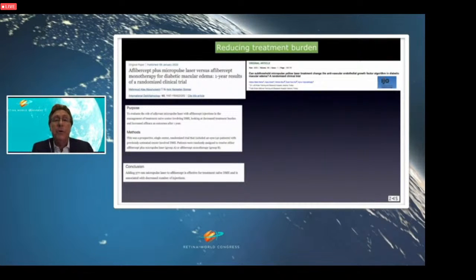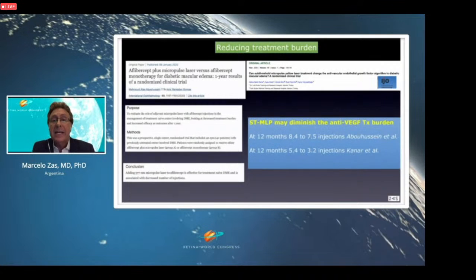And now we want to reduce the burden. These are two very interesting papers comparing aflibercept with micropulse. In the paper of Abu Hussein, at 12 months they reduced from 8.4 to 7.5 injections a year. And at 12 months also, the paper of Kanar reduced by half, from 5.4 to 3.4, when you compare them, to try to reduce the burden.